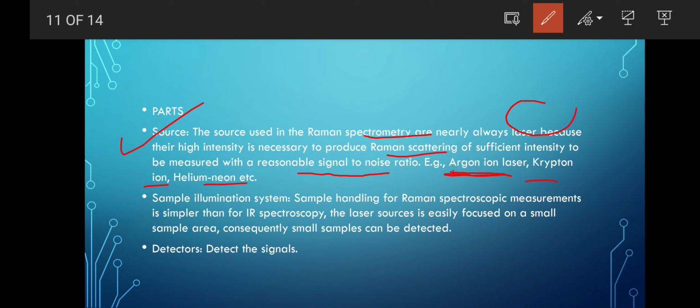Okay, these are the sources. Then the sample illumination system, which will be handling the sample for Raman spectroscopic measurement. So it is simpler than the IR spectroscopy. The laser source is easily focused on a small sample area. Consequently, a small sample can be detected. Even 0.05 grams of sample can be detected in this Raman spectroscopy.